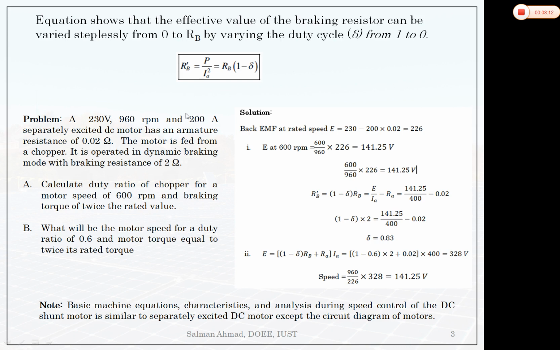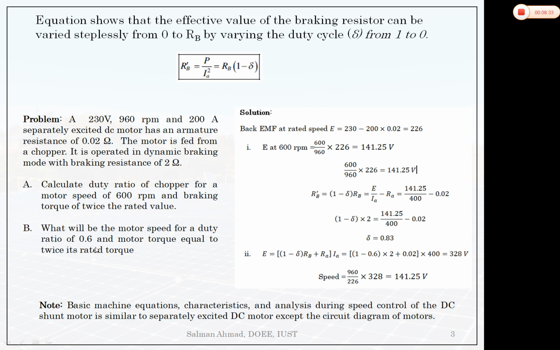So 200 is the rated value. To make the torque twice, you have to make the armature current twice. So that will be 400. So 141.25 upon 400 minus 0.02. Substitute and you will find the duty cycle. So that is coming to be 0.83 or 83%.